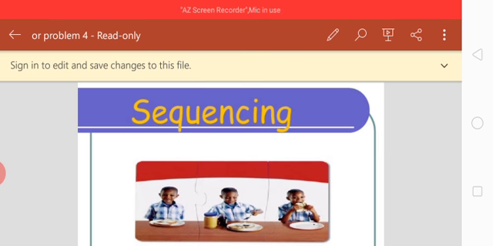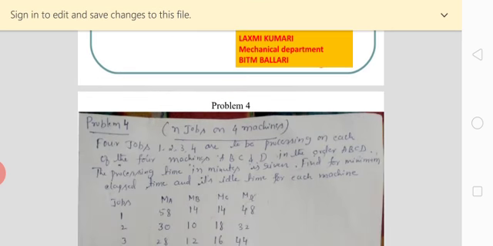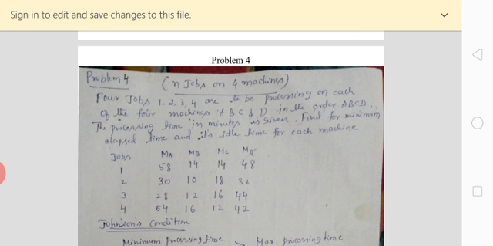In this video class, you are going to solve the problem of n jobs on 4 machines. Just look into the problem now. I am going to read the problem statement. There they have given 4 jobs, 1, 2, 3, 4, to be processed on each of the 4 machines A, B, C and D in the order A, B, C, D. The order is given as the sequence order.